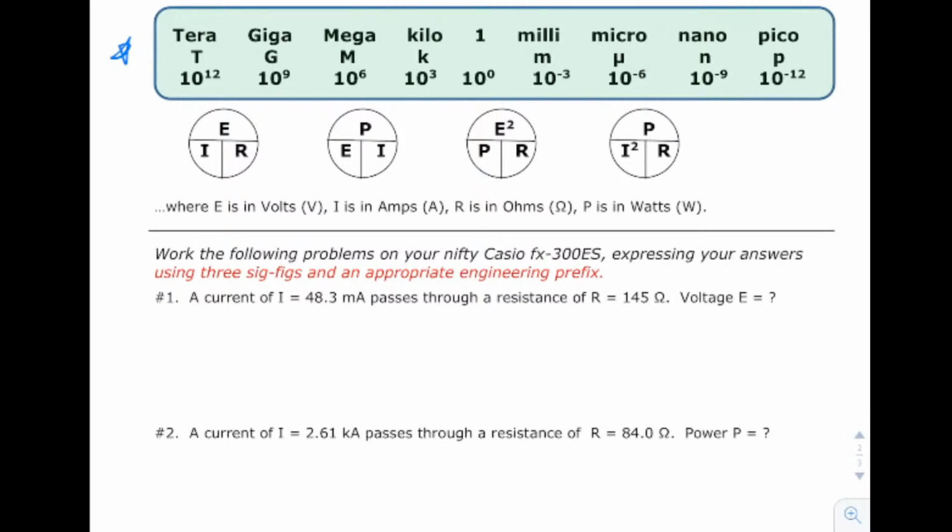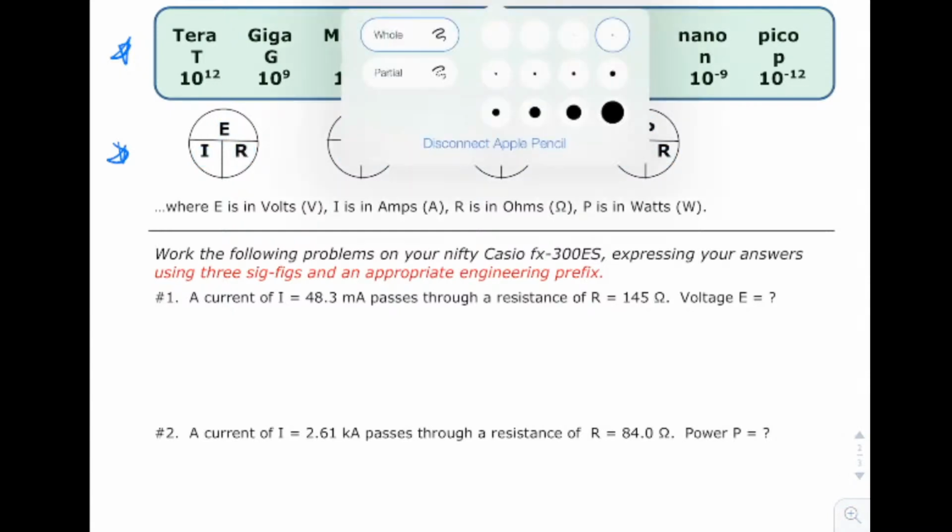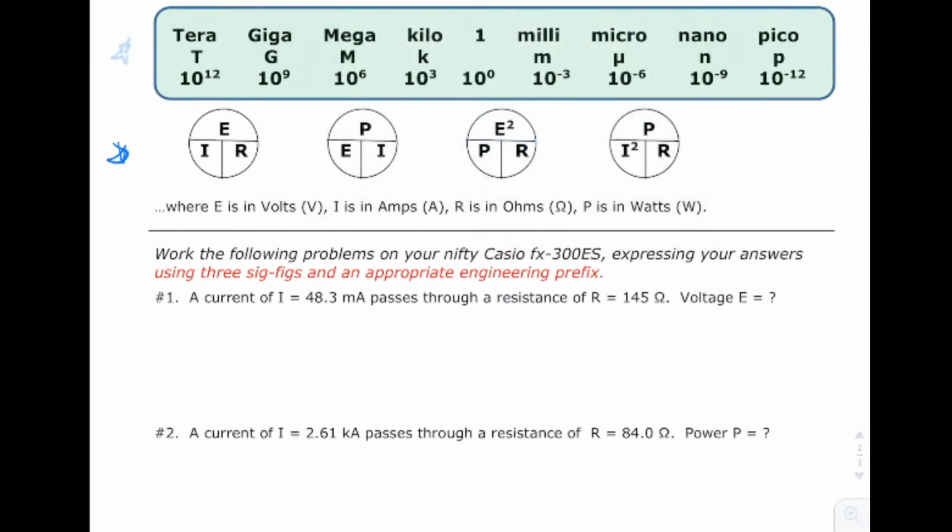And then these are those 4 little circle things that I made. They're there just to remind us what the formulas are. Again, it's 4 circles, but it's 12 formulas because this formula can be solved for E or I or R. This one can be solved for P or E or I. This one can be solved for E or P or R. This one can be solved for P or I or R. So it's all going to come down to what do you want and what do you got as far as which formula you're going to use. So let's come down here and get started.